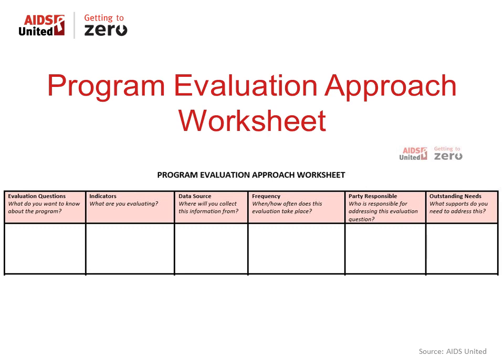begins with your evaluation question. What do you want to know about the program? Then it identifies the data indicators needed to address that question, and it asks, where will you collect this information from? What will your data source be? Frequency is a key component to this worksheet. How often do you plan on conducting evaluation? Every 3 months, 6 months, year? Then it asks you to identify who is responsible for addressing the evaluation question. The final outstanding needs section is a great place to consider for community-based organizations, health departments, and other groups who might need capacity building assistance might be able to get some assistance.